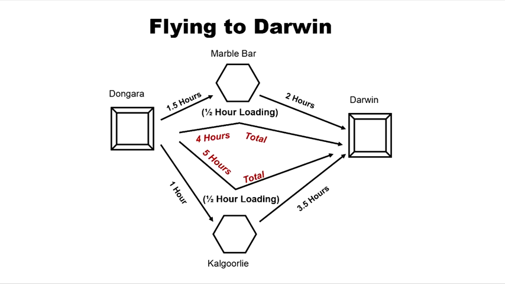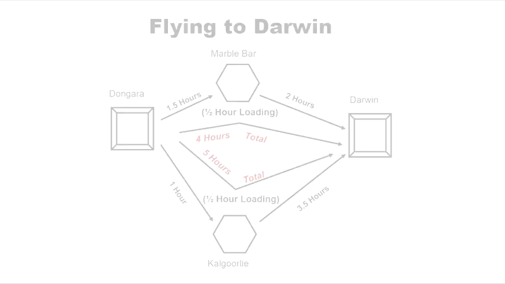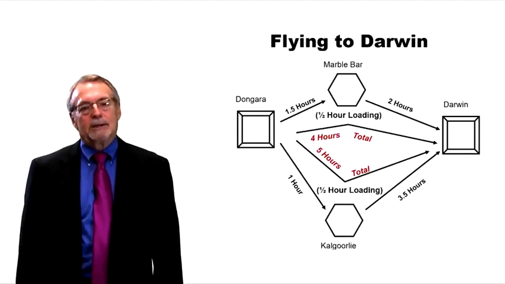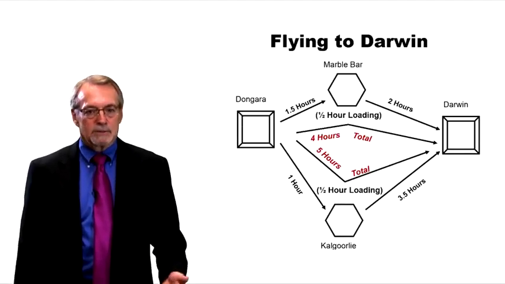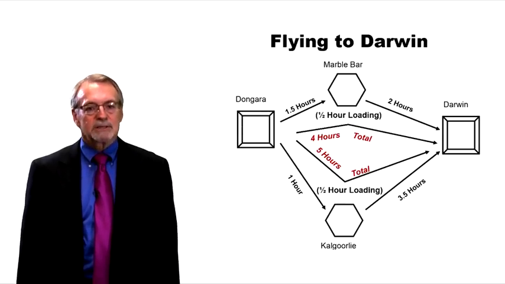It has to be Dangara, Marble Bar, Darwin. It has to be Dangara, Kalgoorlie, Darwin. It has to be in a certain sequence. Can these go on simultaneously? There's no task dependencies here. There's no reason they couldn't go on simultaneously if we have 2 planes and 2 pilots, which we do.